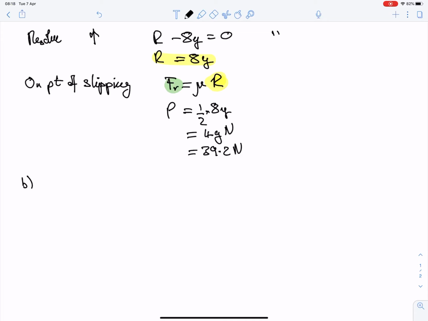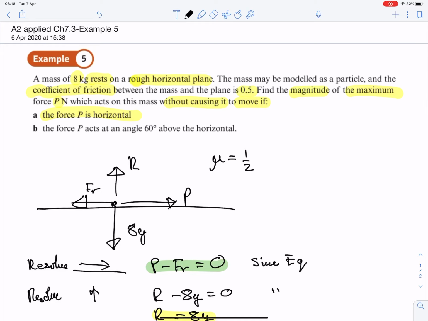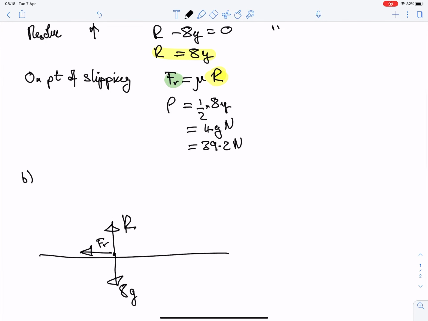Okay, so here we go. We've got the same idea. We've got a horizontal plane. We've got a weight, 8g, acting downwards. We've got a normal reaction, R. We've still got a friction opposing the motion. And this time, P is 60 degrees above the horizontal. And mu is still equal to a half.